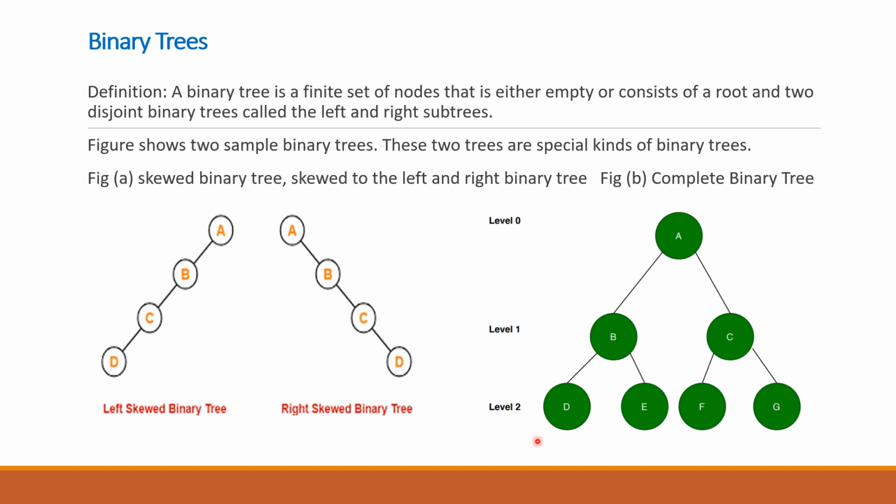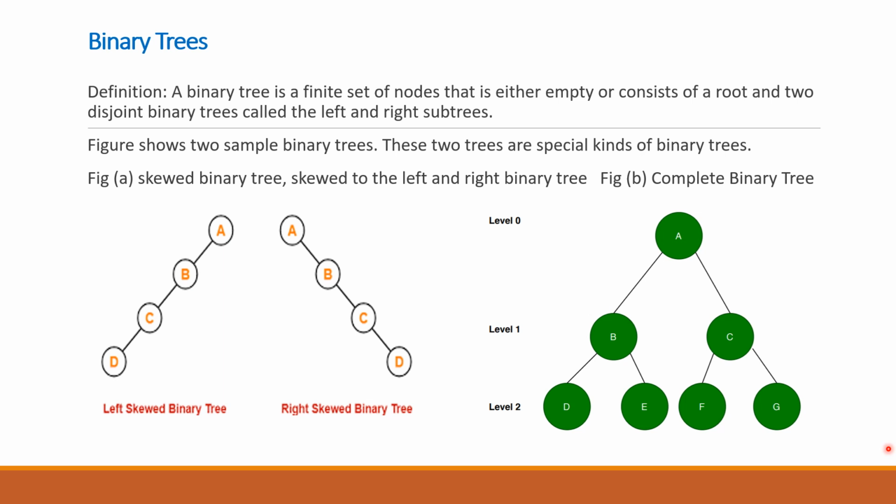Then at level 2, B again has a left and right subtree. C also has a left and right subtree. So the topmost node is A, level 1 is B and C, and level 2 is D, E, F and G. All the nodes are completely filled, so we can call it a complete binary tree.